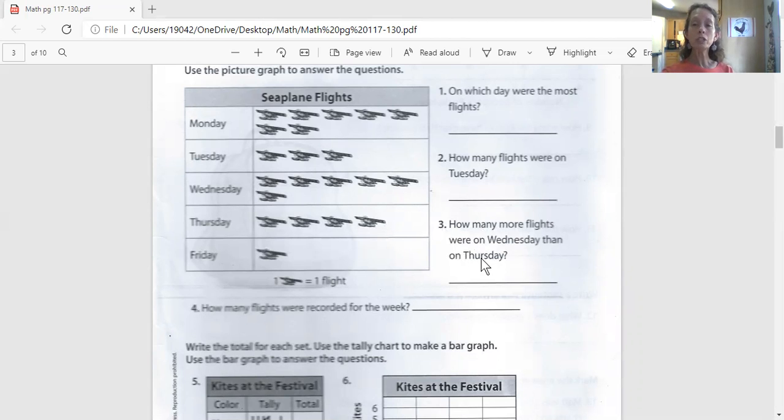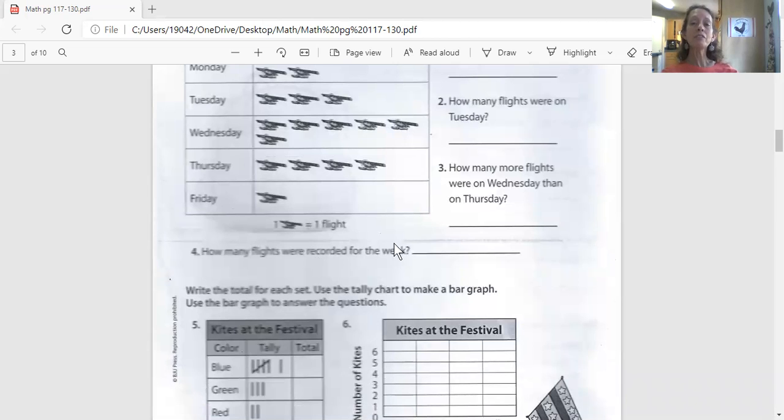So now we're going to subtract Wednesday's 6 minus Thursday's 4. So we're going to write that down as a problem over here. 6 minus 4. 6 in my head, 4 in my fingers, counting backwards, 5, 4, 3, 2. 2 is my answer. 2 more flights on Wednesday than Thursday.